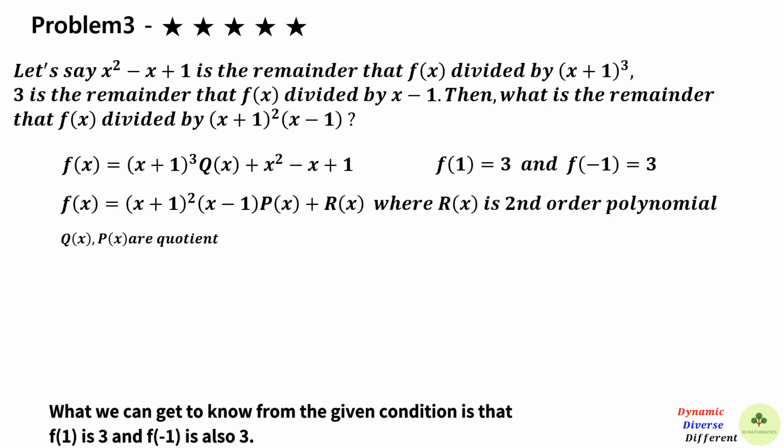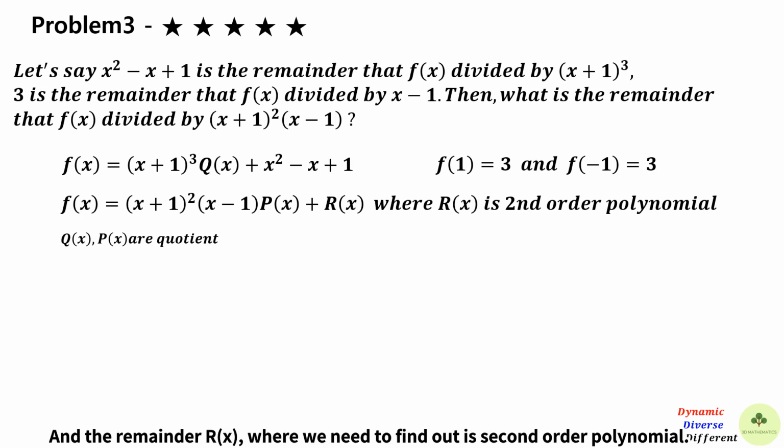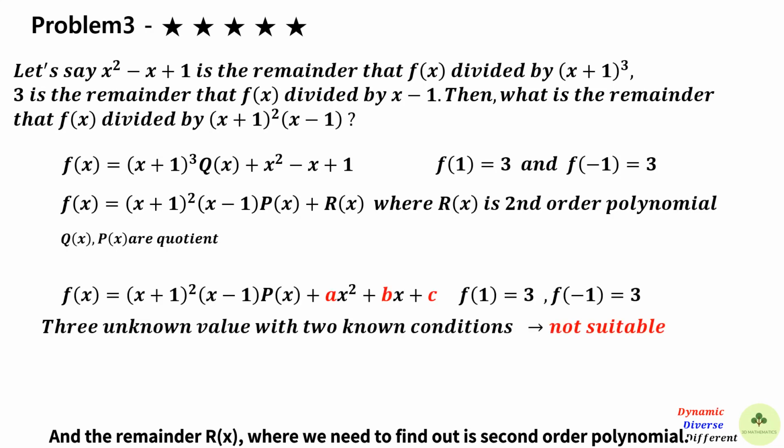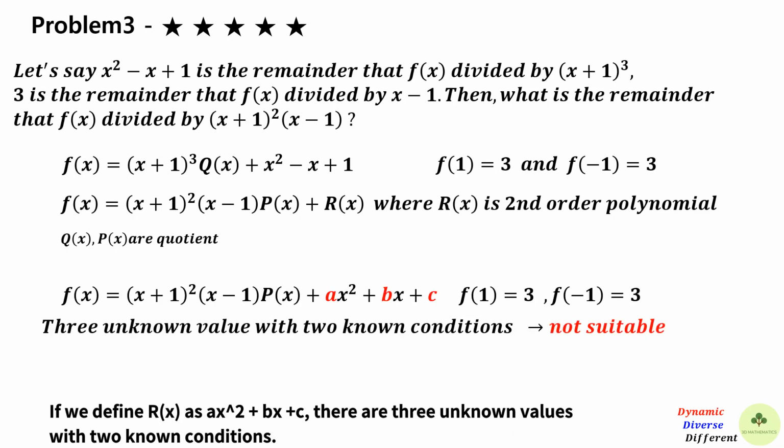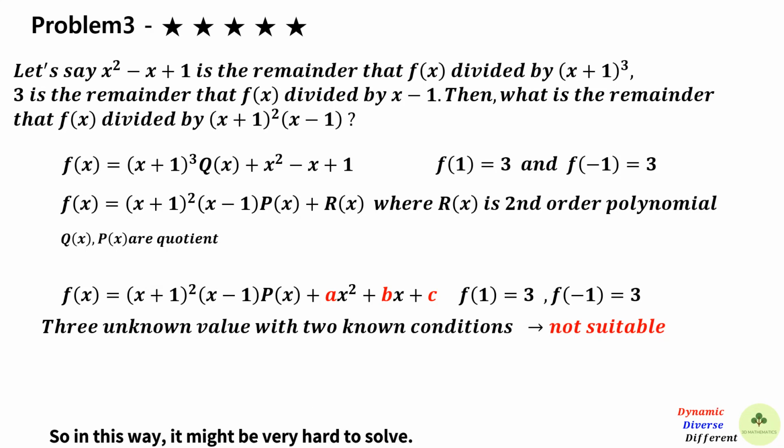What we can get to know from the given condition is that f of 1 is 3 and f of minus 1 is also 3. And the remainder r of x, which we need to find, is a second order polynomial. If we define r of x as ax squared plus bx plus c, there are 3 unknown values with 2 known conditions. So, in this way, it might be very hard to solve.